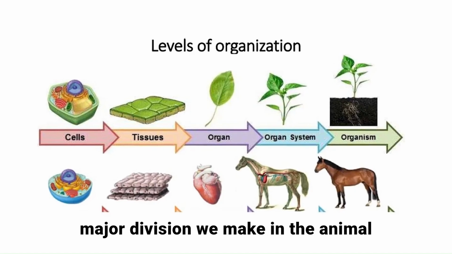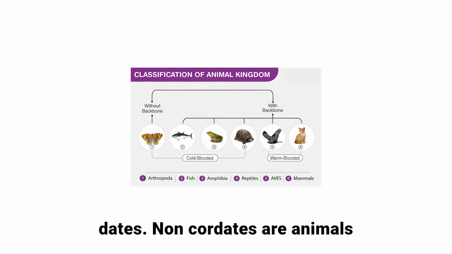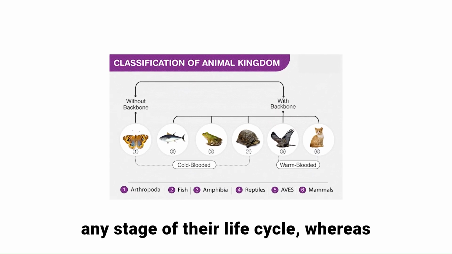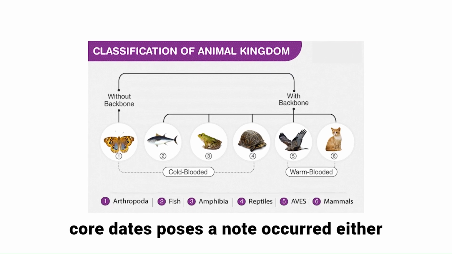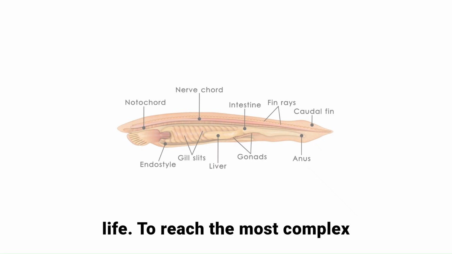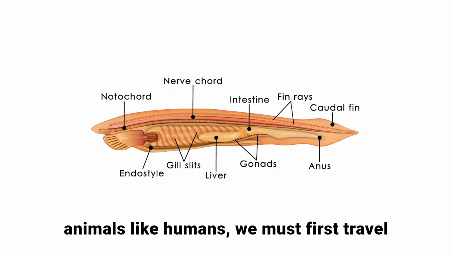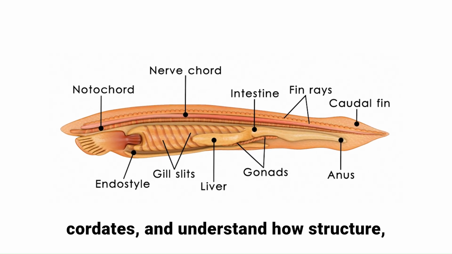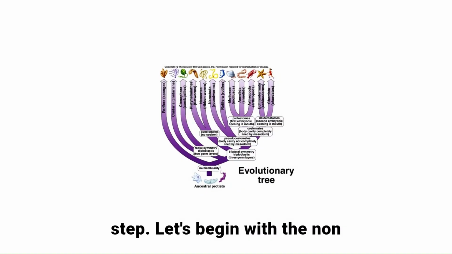The first major division we make in the animal kingdom is between non-chordates and chordates. Non-chordates are animals that do not possess a notochord at any stage of their life cycle, whereas chordates possess a notochord either during early development or throughout life. To reach the most complex animals like humans, we must first travel through the simple forms, the non-chordates, and understand how structure, function, and organization evolve step by step.